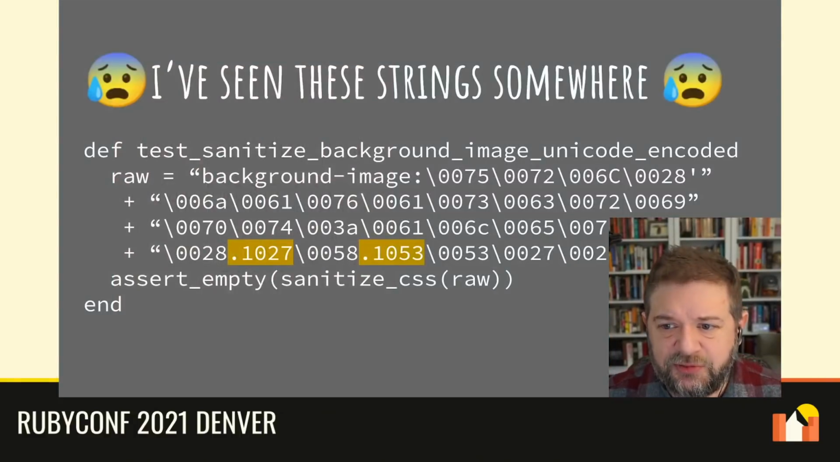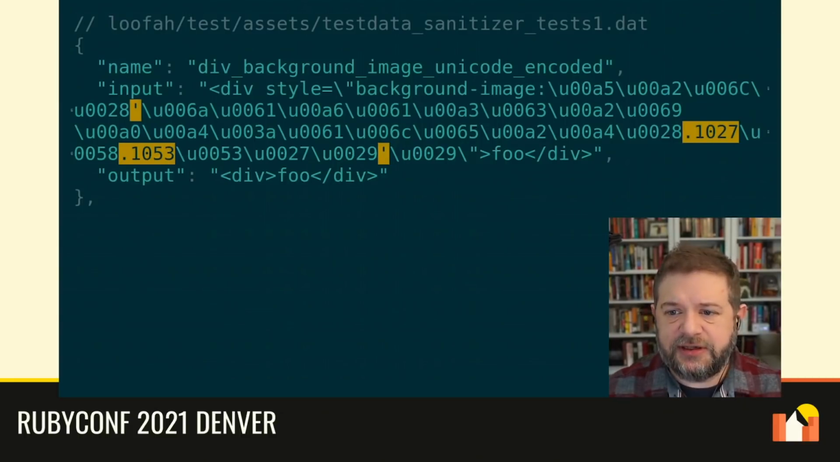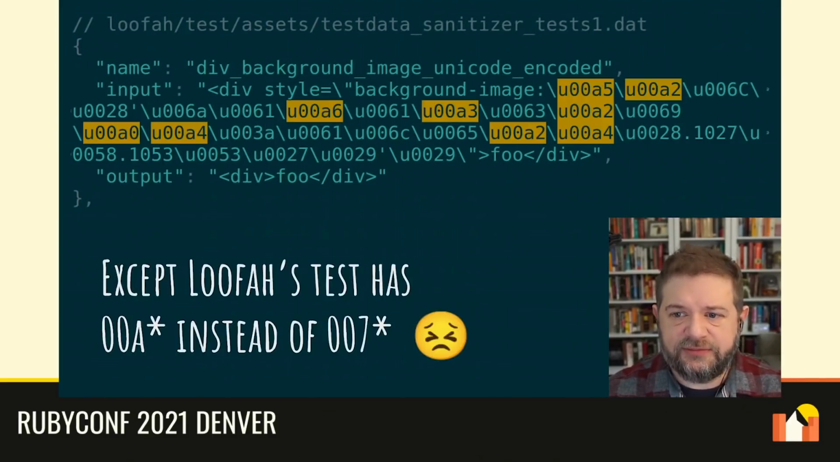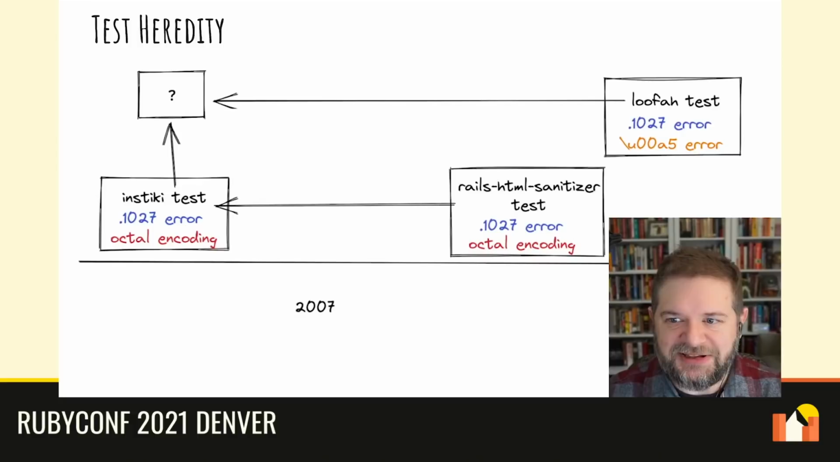Where have I seen these strings before? It turns out they're in the Loofah test suite. This is a JSON string from Loofah that we use to generate tests. And it has the same errors, 1053, 1027. But there are some small differences. Instead of 0075, we have 00A5. The 7s have been transcribed into A's, which is weird. But these are related somehow because they all have the 1027 error. We can draw this heredity diagram, and there's got to be a missing link somewhere that these are connected by.